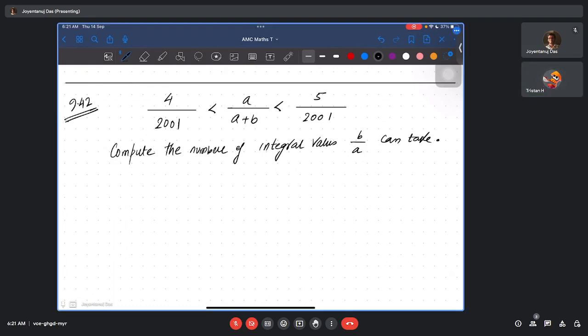Okay, so you have to figure out how to get b by a. But b is in the denominator in the given inequality. So can we change the inequality somehow such that I can bring b into the numerator?